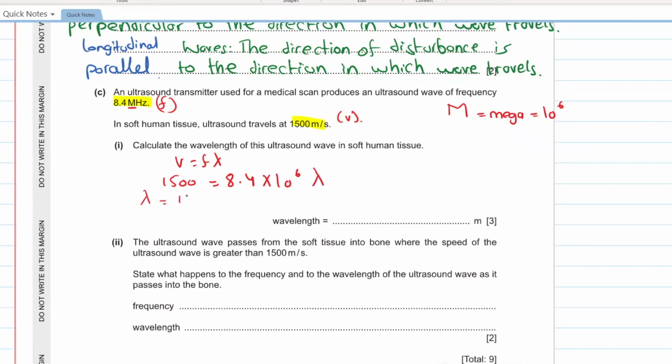Lambda comes out to be 1500 divided by 8.4 into 10 raised to the power of 6. What does the answer for wavelength come out to be? Any geniuses in the chat? 1.8 into 10 raised to the power of minus 4 meters. Nothing complicated, literally the easiest question of them all.